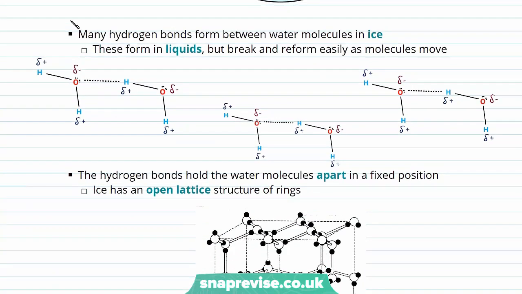This happens because many hydrogen bonds form between water molecules in our solid ice. Although these form in liquids too, they break and reform easily as the molecules move around.